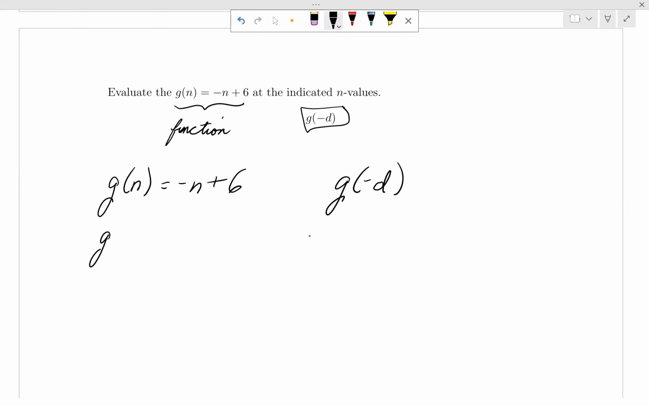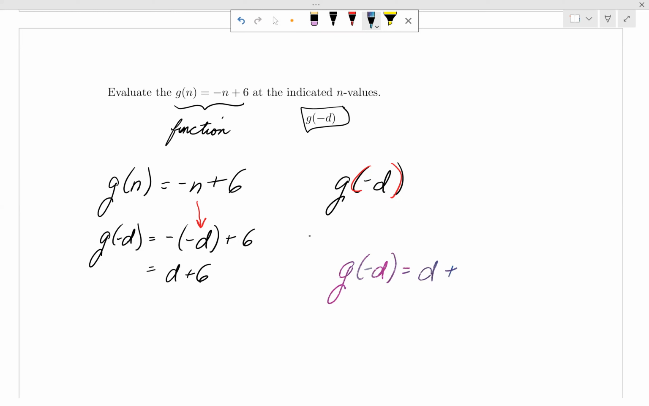All right, g of negative d is equal to negative (negative d) plus 6. Whenever I'm plugging in these values that are in the parentheses right here, this negative d value, I always put it in parentheses so that I don't lose a negative sign. So right here we have negative negative d plus 6. So that's going to be positive d plus 6. So my final answer, g of negative d, is going to be equal to d plus 6.